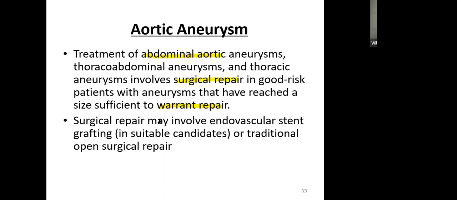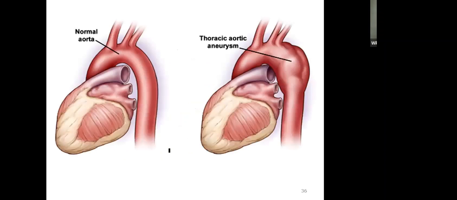So surgical repair can involve a few different things. You can have something called an endovascular stent, or grafting in suitable candidates, or you can have a traditional open surgical repair. This is a much more radical surgery. And here, this is quite a nice picture to just show you what's going on with the aorta. So here we've got the normal aorta.